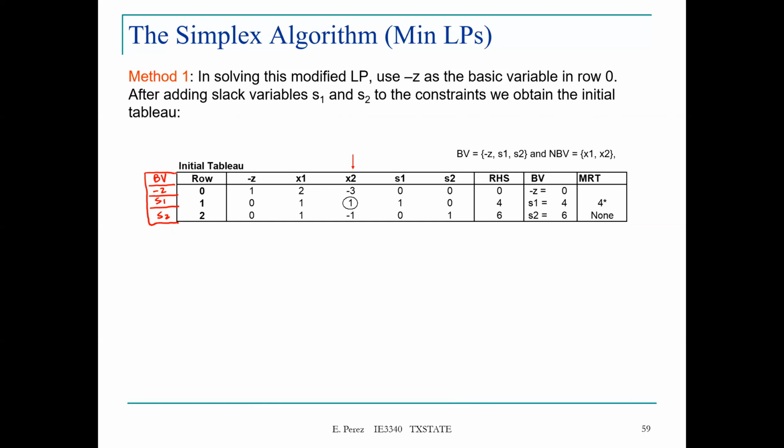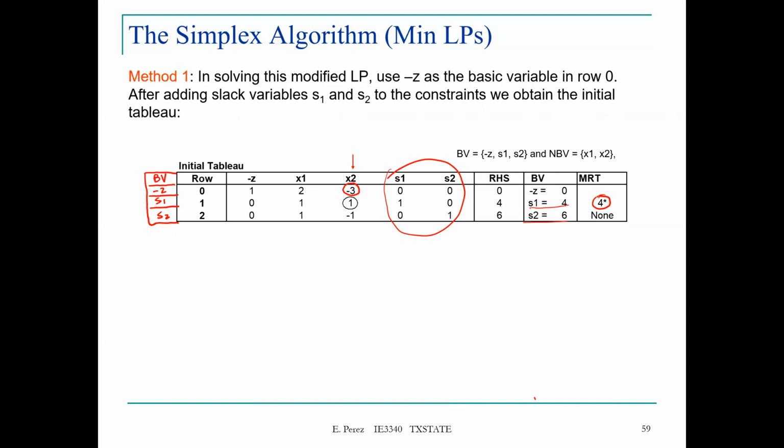So this is the initial solution. We have S1 and S2: S1 equals 4, S2 equals 6. We have a negative coefficient here. So this is a maximization problem, and we look for the largest negative coefficient. So that means that X2 is entering. And we do the minimum ratio test, and we get that S1 is leaving.